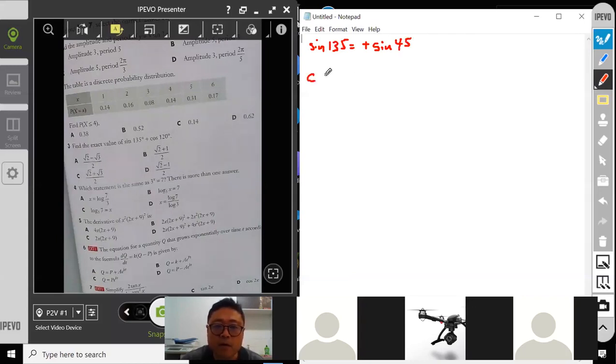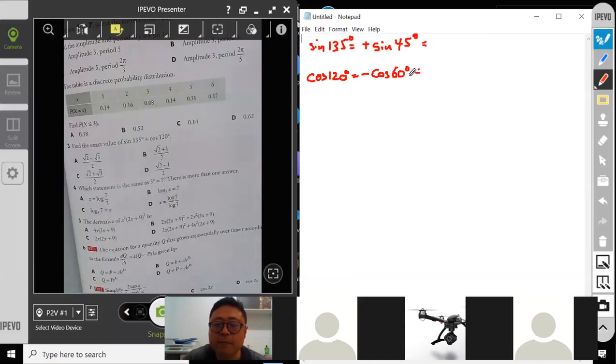And then cos 120 degrees would be what? What's the reference angle for 120? 60. Very good. And which quadrant is this in? Again, the second. So is this positive or negative overall? Negative, because cos is negative in the second quadrant. So it's negative cos 60. Okay?